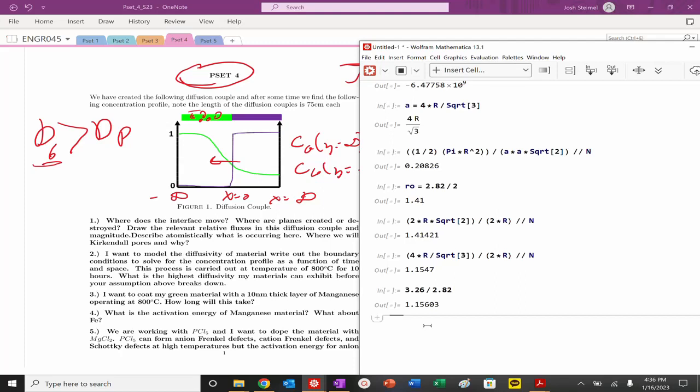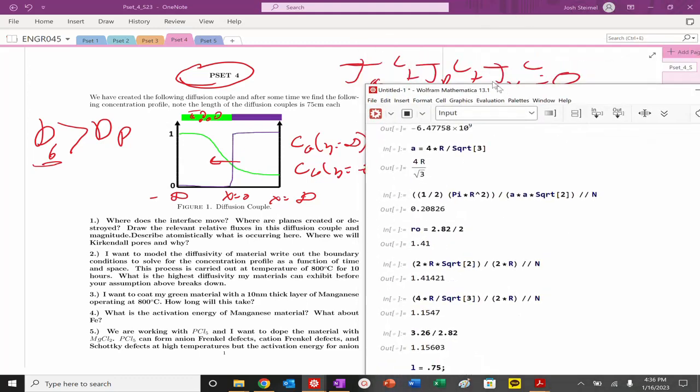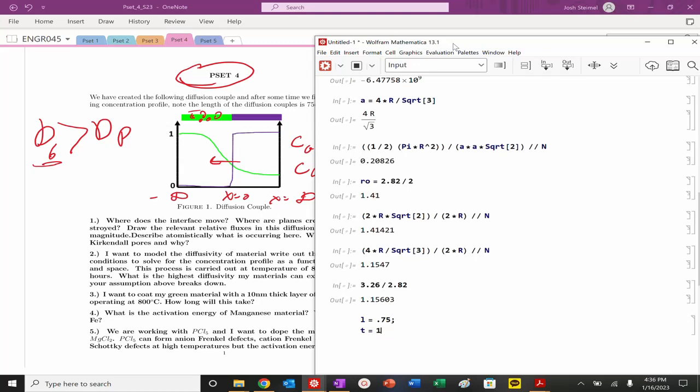I am told that my length is equal to 0.75 meters. We know that the time is equal to 10 hours: 10 hours times 60 minutes times 60 seconds. So let's solve.